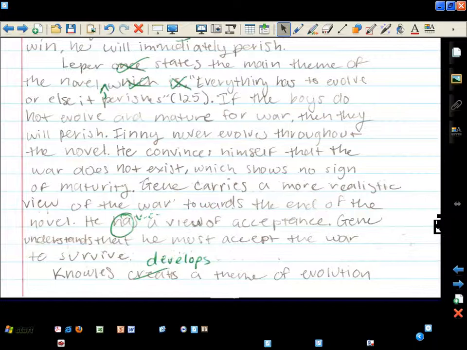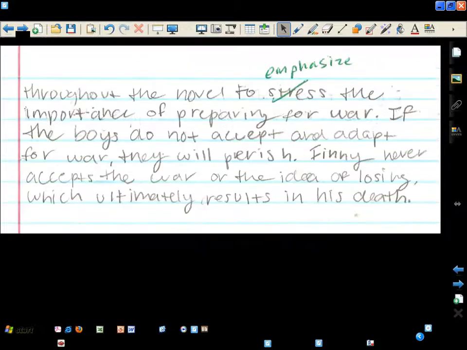Knowles develops a theme of evolution throughout the novel to stress the importance of preparing for war. If the boys do not accept and adapt for war, they will perish. Finney never accepts the war or the idea of losing, which ultimately results in his death. Evidence from multiple points in the novel. We have both the quotation regarding sports competition and then Lepper's moment of evolve or perish. So she's integrating material from different points in the novel under one clear claim.